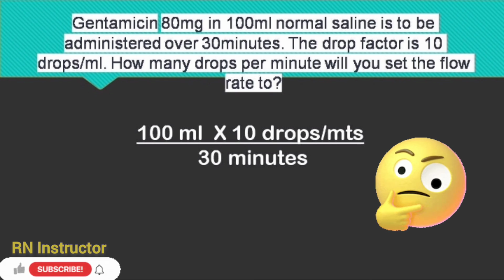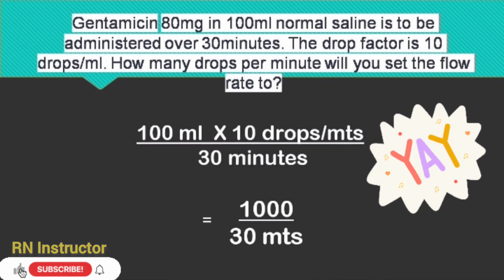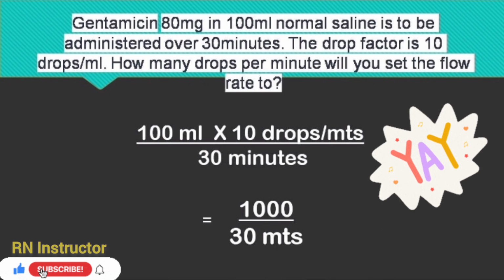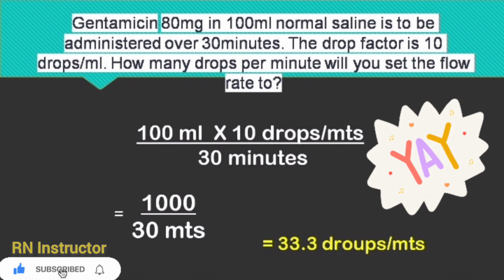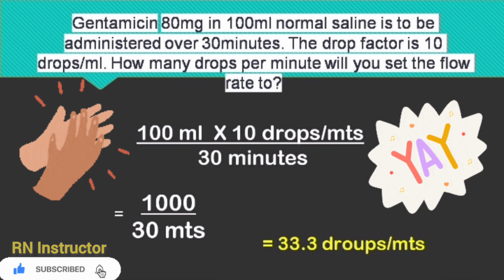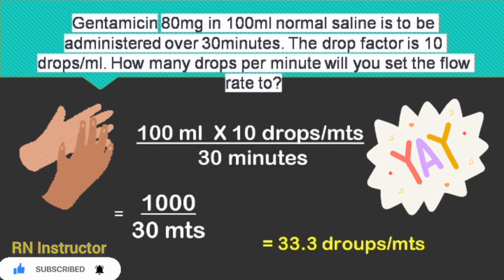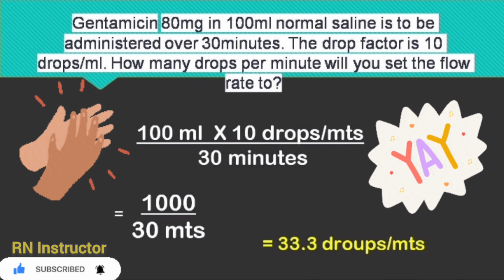So when you do this calculation, you will get 1000 divided by 30 minutes. Okay, then you will get the answer 33.3 drops, approximately 33 drops per minute.